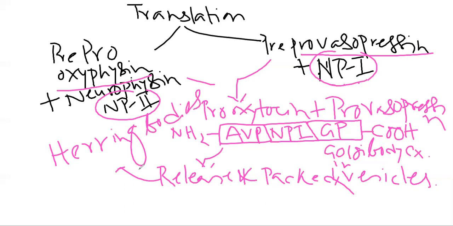Herring bodies. Most of the time this MCQ can be asked in various competitive examinations: what is a Herring body? A Herring body is nothing but the packed vesicles present in the axon terminals, which contain the pro-hormones like pro-oxytocin or pro-vasopressin along with neurophysin 1 and neurophysin 2. They descend down via the microtubules and the molecular motor kinesin towards the nerve terminal at the posterior pituitary's lowermost part, called the pars nervosa.